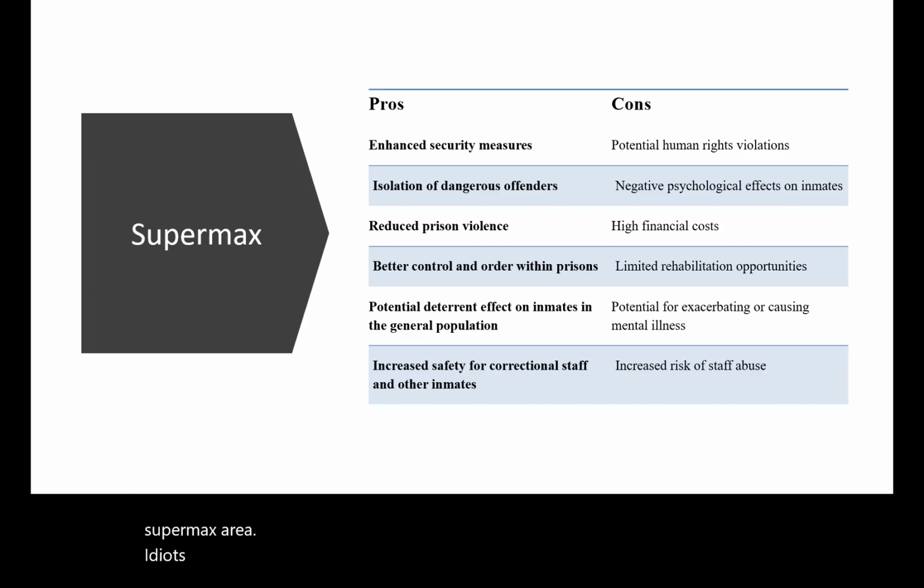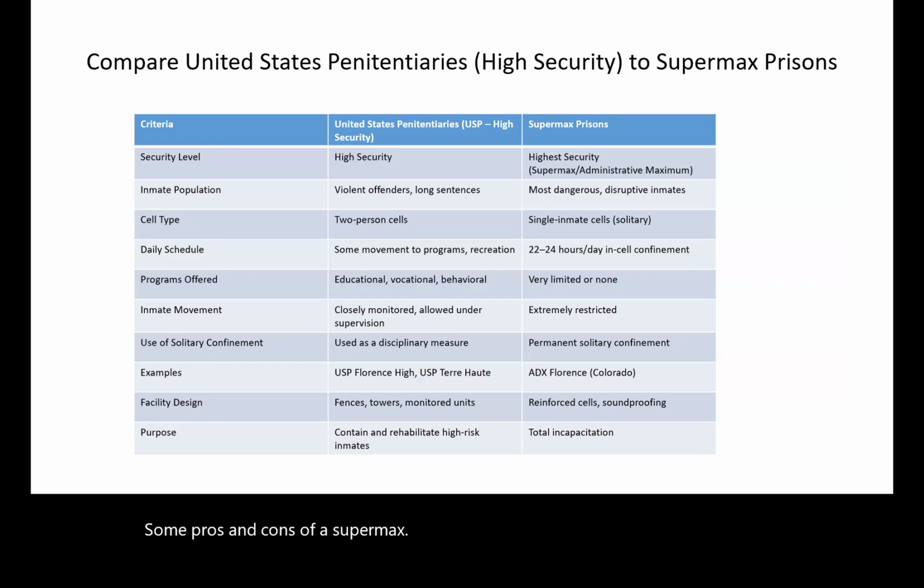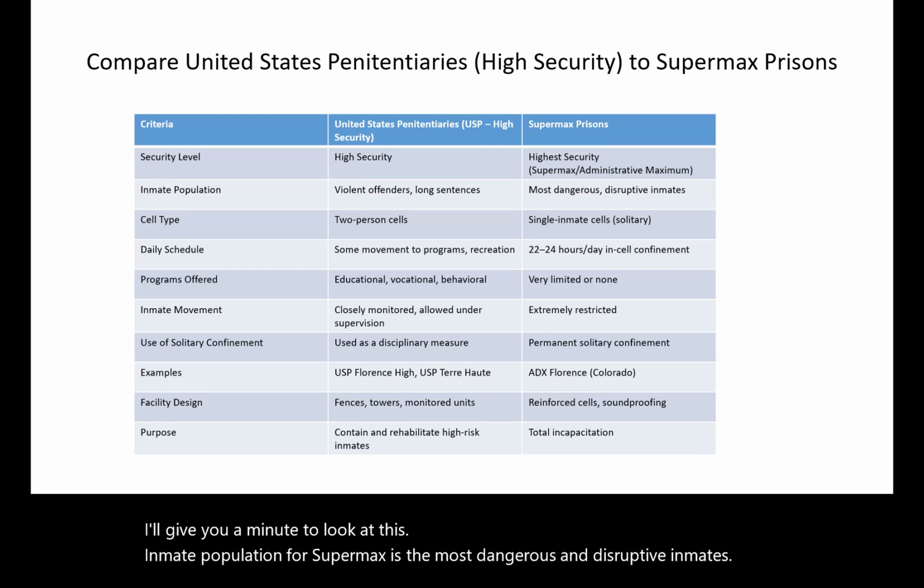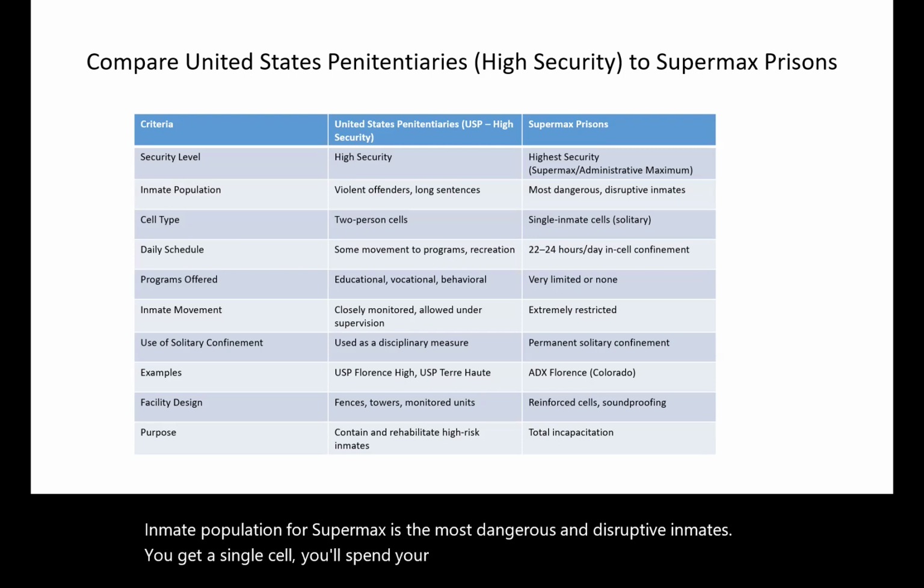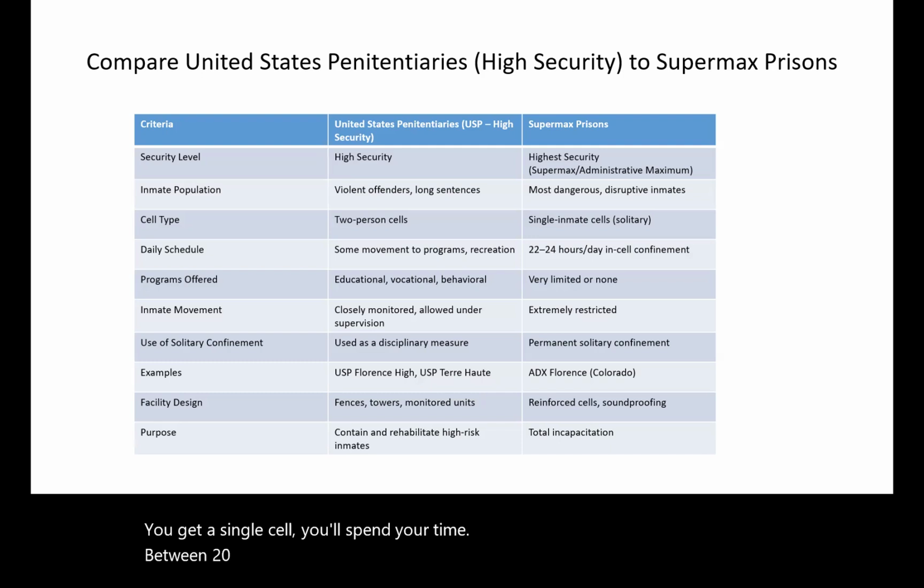Some pros and cons of a Supermax. How do penitentiaries compare to Supermax? I'll give you a minute to look at this. The inmate population for a Supermax is the most dangerous and disruptive inmates. You get a single cell, you'll spend your time between 22 to 24 hours in that small single cell.